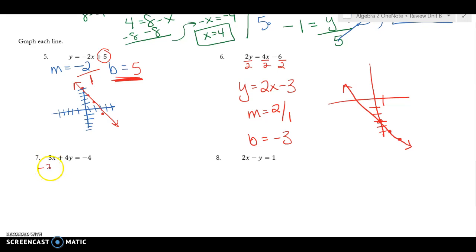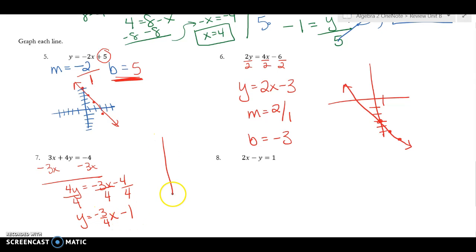So I'm going to subtract 3x. So I get 4y is equal to negative 3x minus 4. Remember, they're not like terms, so you can't combine them. I divide everything by 4. And so I get y equals negative 3/4 x minus 1.